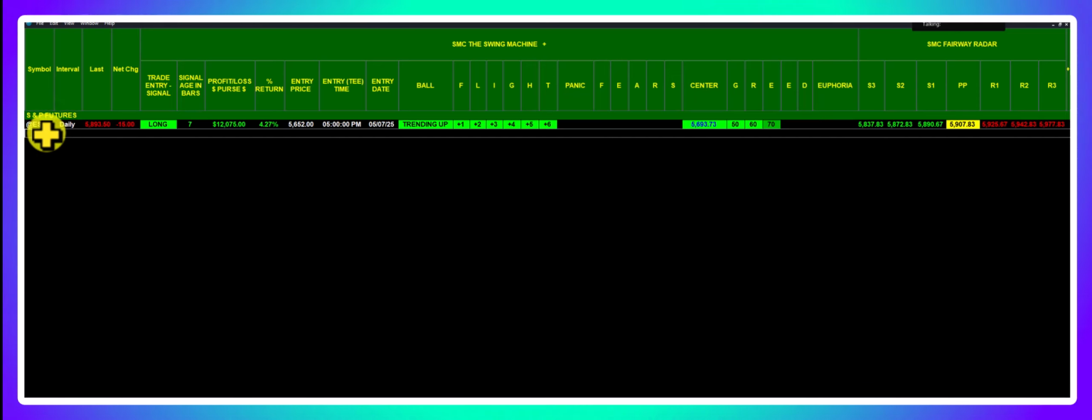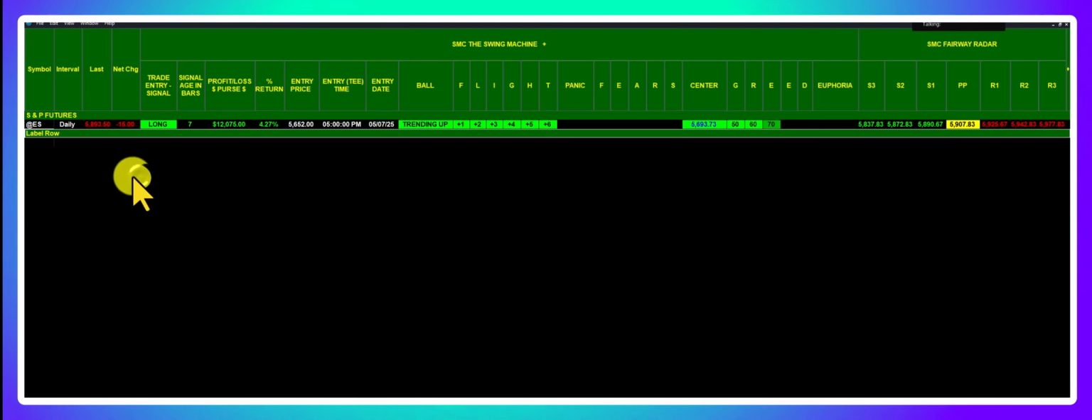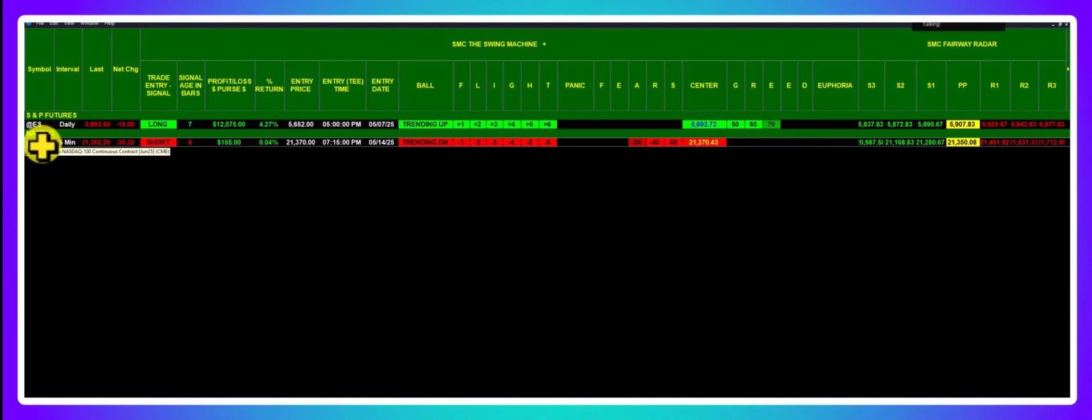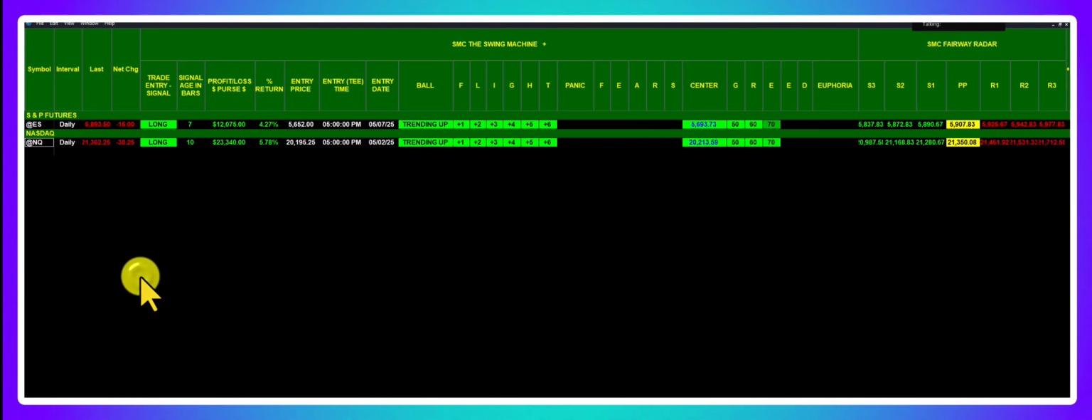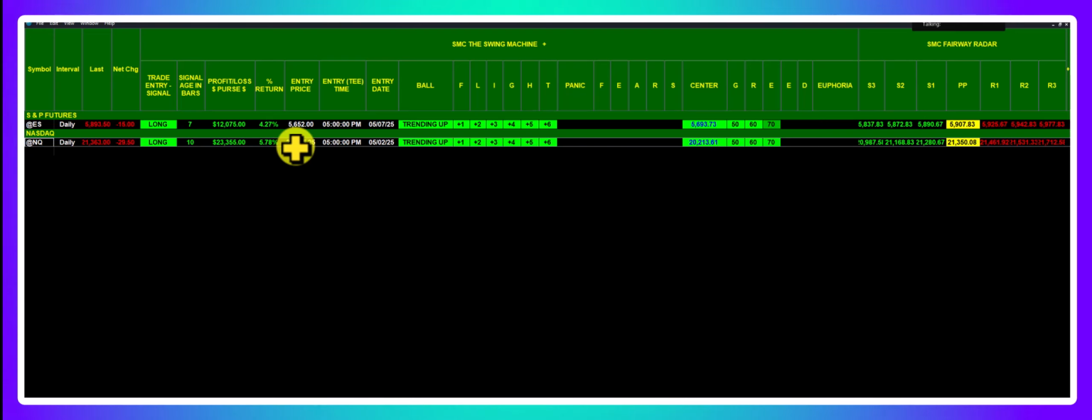We could put in another label row. Let me show you how easy this is. And we could call this the NASDAQ, and we could put in the NASDAQ as an example at NQ. Now this is the 5 minute. We're going to change it to a daily interval, and the NASDAQ went long 10 days ago at this price at this time on May 2nd, and the trend is solidly up.